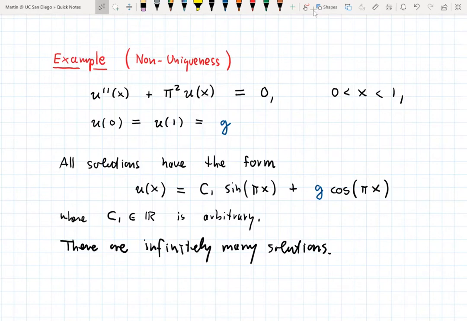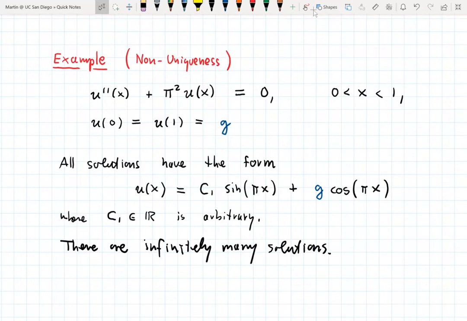Another example shows that even if a boundary value problem has a solution, that solution is not necessarily unique. Again, we have a boundary value problem that looks very innocent. u''(x) plus pi squared u(x) equals 0, where x is in between 0 and 1. And this time we have the two boundary values u(0) equals u(1) equals g, where g is simply some real number.